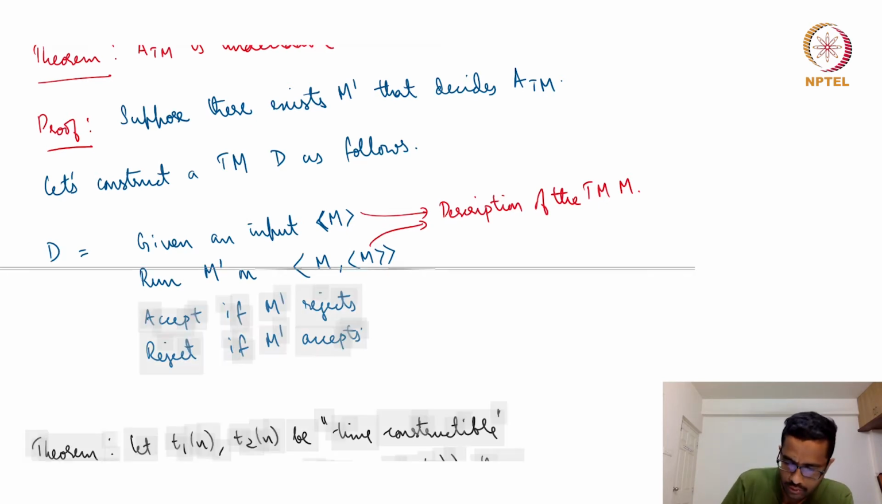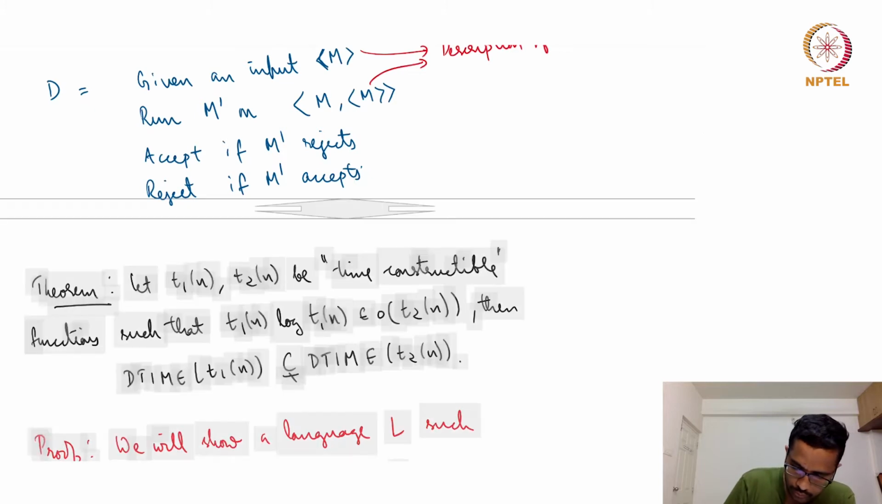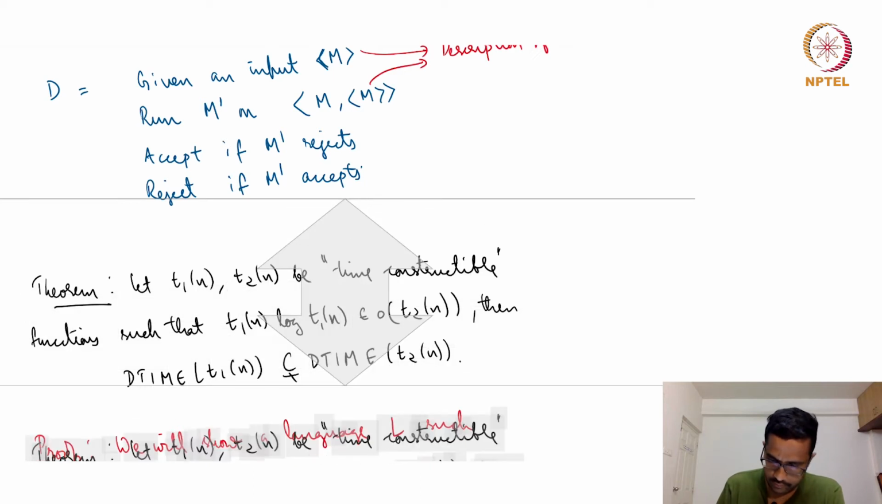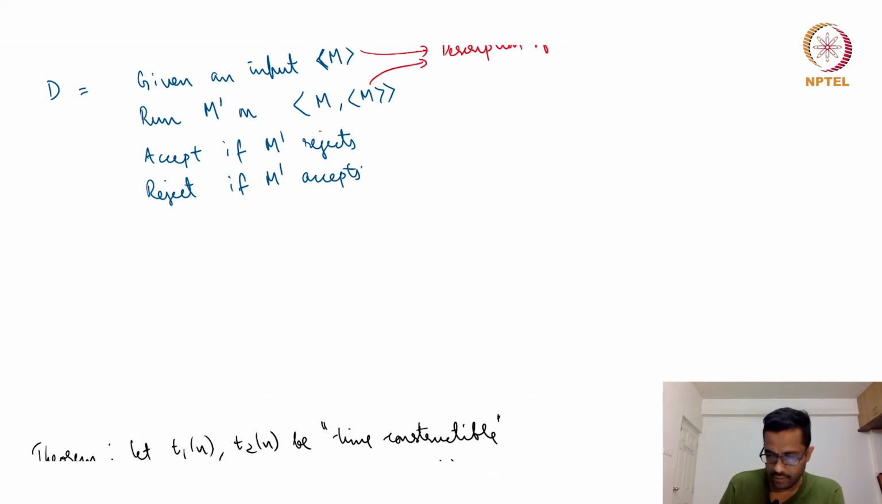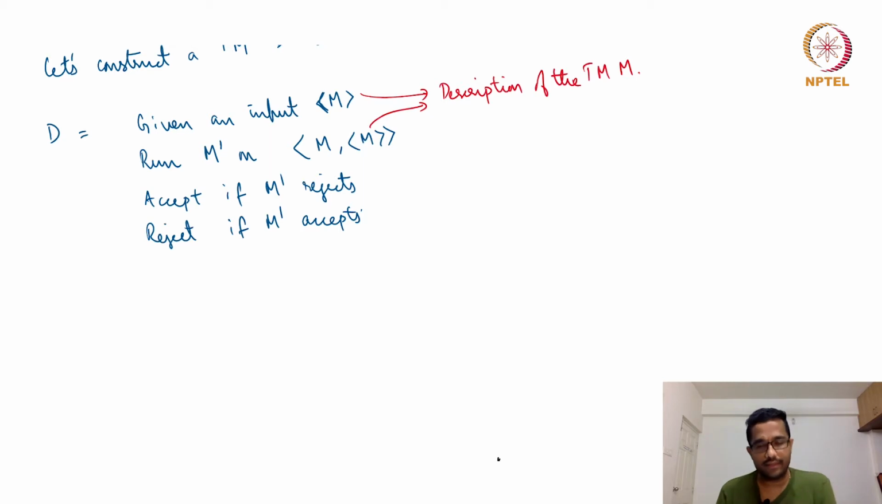So basically what you do is you run the decider of ATM on M and its description, and you do the opposite, right? So this is fine. So far so good. We have a decider for ATM called M prime, and we built another Turing machine using M prime as a subroutine, which is D. So what is the contradiction?